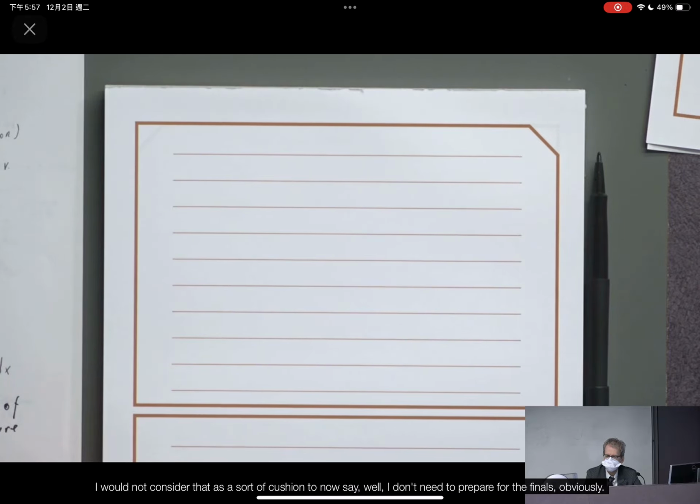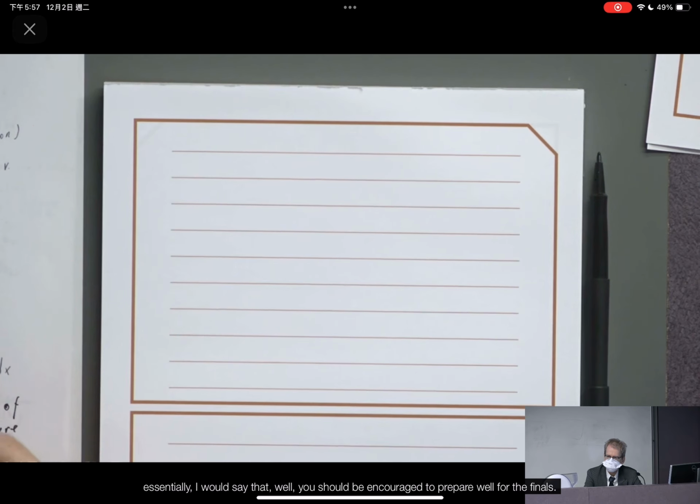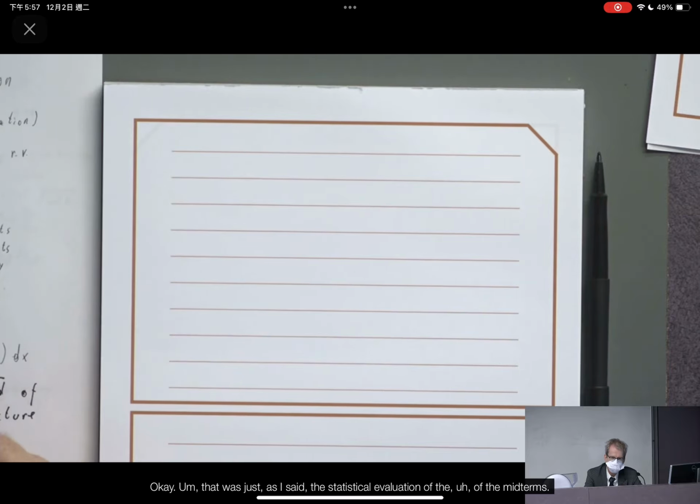I would not consider that as a sort of cushion to now say, well, I don't need to prepare for the finals, obviously. But you are clearly well positioned for the finals. But for everybody, I would say you should be encouraged to prepare well for the finals. Also keep in mind the finals actually count more than the midterms. If you remember it correctly from the syllabus, it was 25, 25, and 40. So you still have a significant amount of points that you can collect in the finals. Okay, that was just, as I said, the statistical evaluation of the midterms.